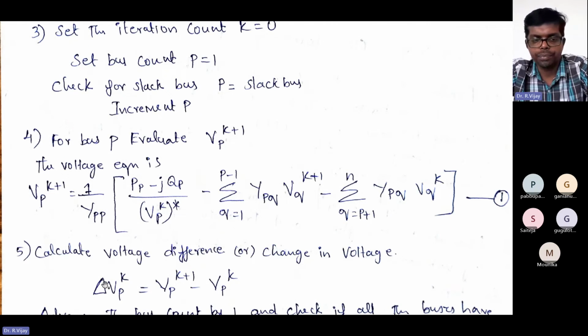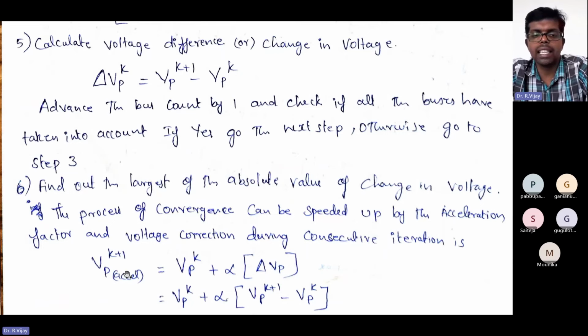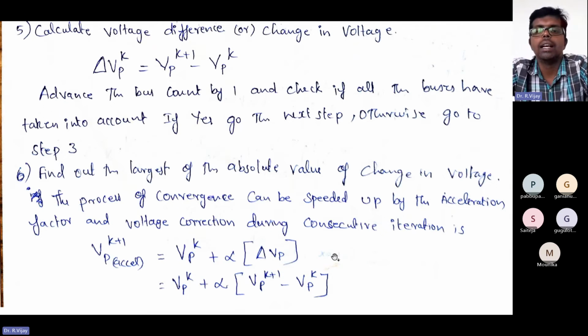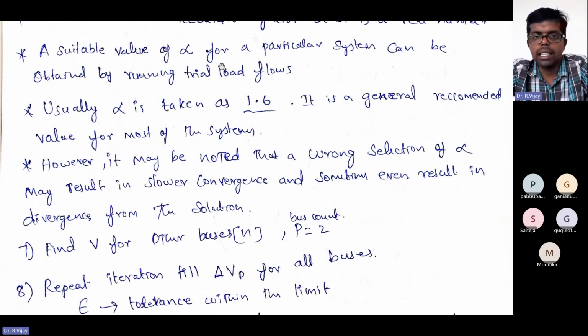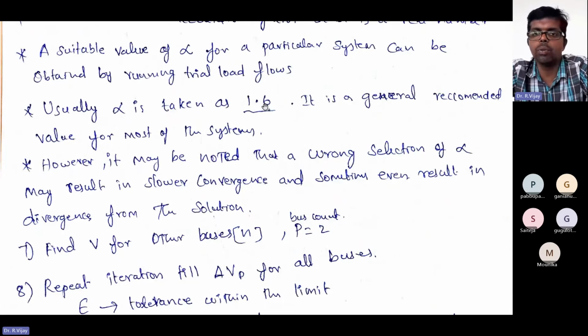Next, calculate the change in the voltage, and we need to find out the VP accelerated value, that is the new value, VP new K plus 1, from this formula. Next, we need to choose the alpha. Here alpha is there. You need to set alpha equal to 1.6. That is user defined. In programming, you can type alpha is equal to 1.6, or otherwise you can give it directly in the program also. That is your own wish, because you are the user who is going to program.